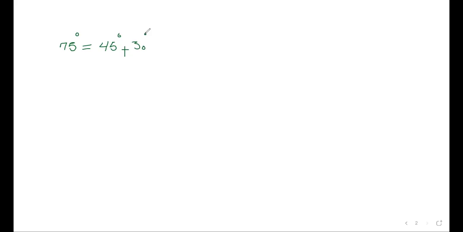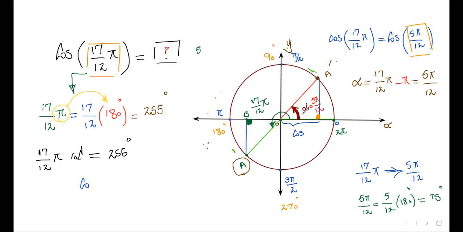Shouldn't cosine of 17 over 12 pi be equal to minus cosine of 5 over 12? We are getting to that. If you just hold on a second, because I'm going to introduce a formula, we go to that.